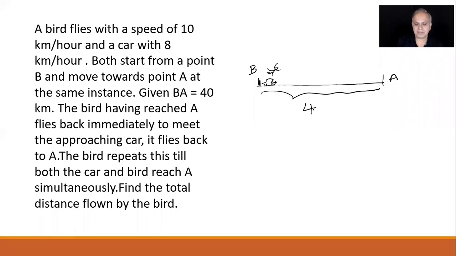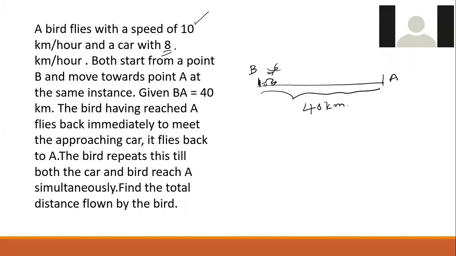The distance is 40 kilometers. The bird flies with a little more velocity, the car has less velocity. The bird having reached A flies back immediately to meet the approaching car. The bird repeats this till both the car and the bird reach A simultaneously. Find the total distance flown by the bird.